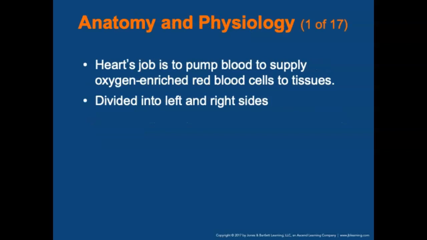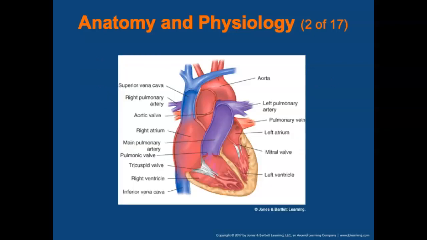All right, so the anatomy and physiology of the cardiovascular system. The heart's job is to pump blood to supply oxygen and rich red blood cells to tissues of the body. The heart is divided down the middle into the left and right sides, each with an upper chamber, which is the atrium, for receiving incoming blood, and the lower chamber, which is the ventricle, for pumping outgoing blood. This figure on the slide illustrates the heart.